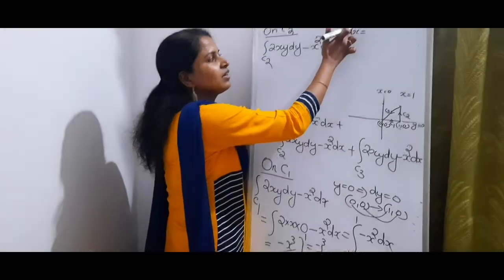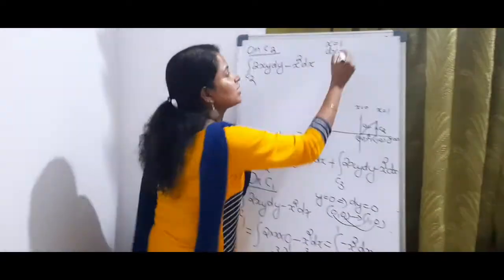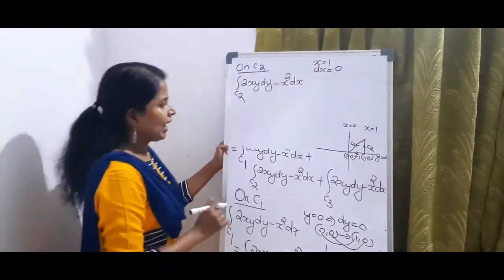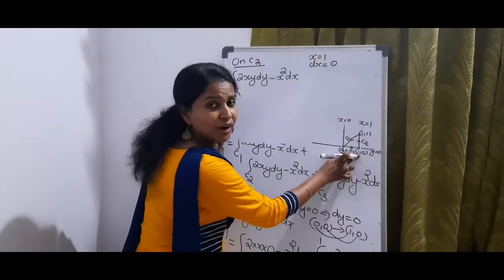Differentiating x means the derivative of a constant. The derivative of 1 is 0. Here x equals 1 and dx equals 0. And the limit means 1, 0, 2.